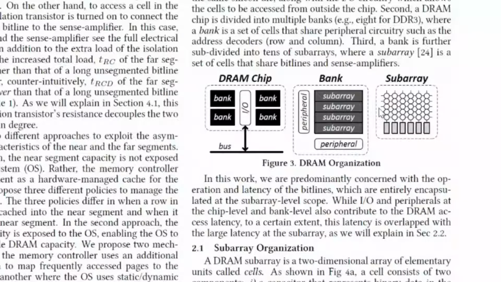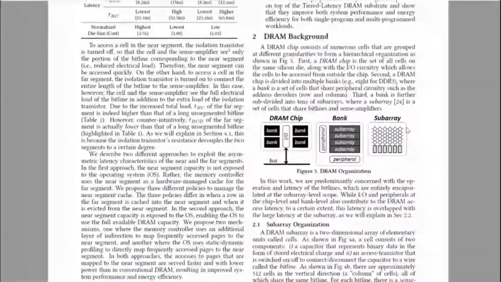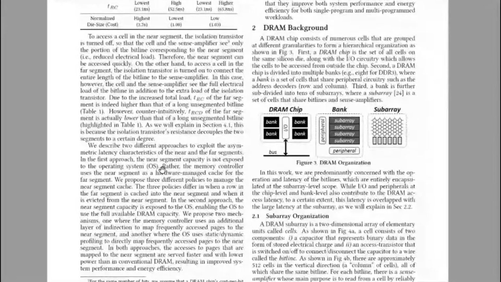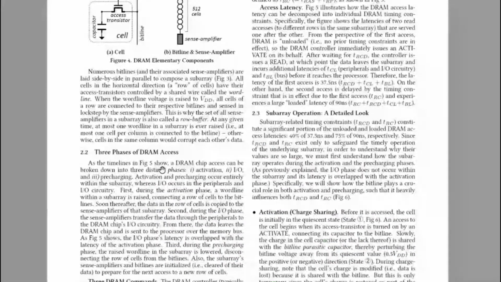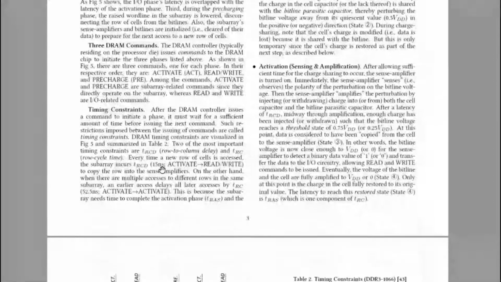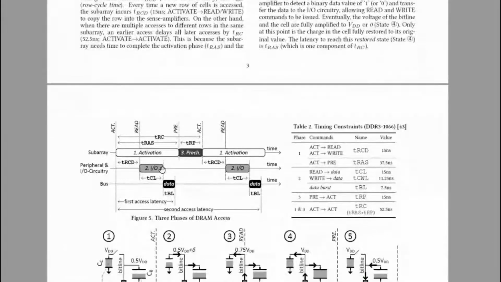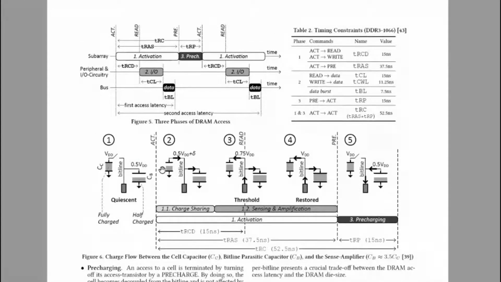That means all the rows in this sub array are divided into two segments. Based on some isolated transistor installed somewhere in here, these rows will be divided into near and far segments. All these sections explain the basics of DRAM operations and all the timing constraints that I already explained to you. You can read it from here, you will find it really interesting.